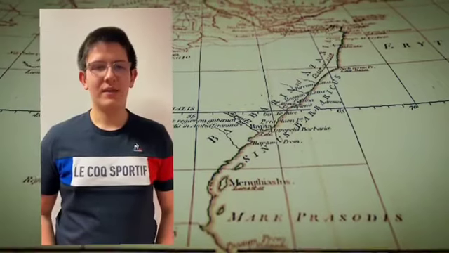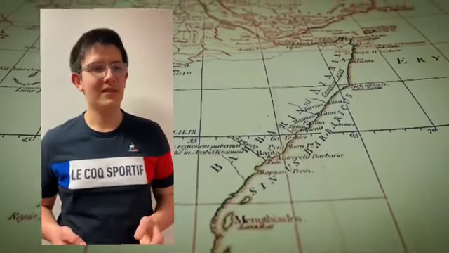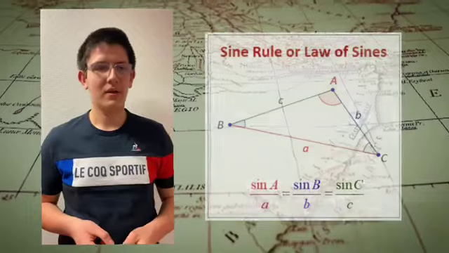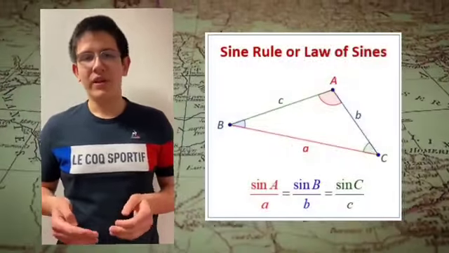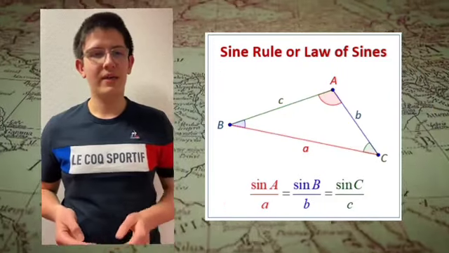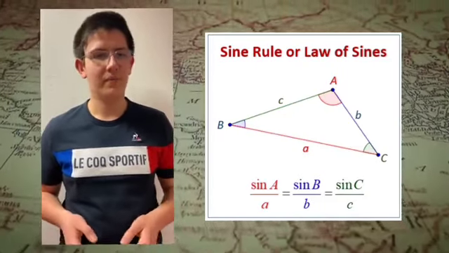The main formula that is used to measure distances is this one. The ratio between the sine of an angle and its opposite side is the same for each angle.